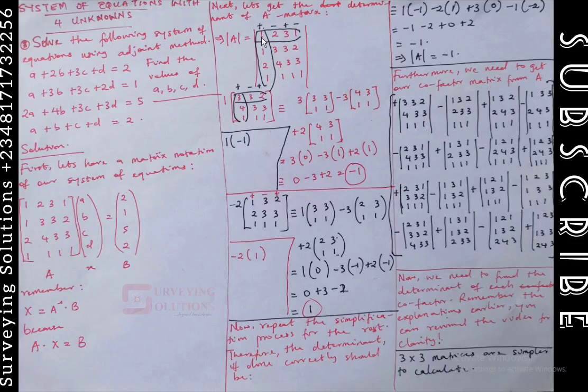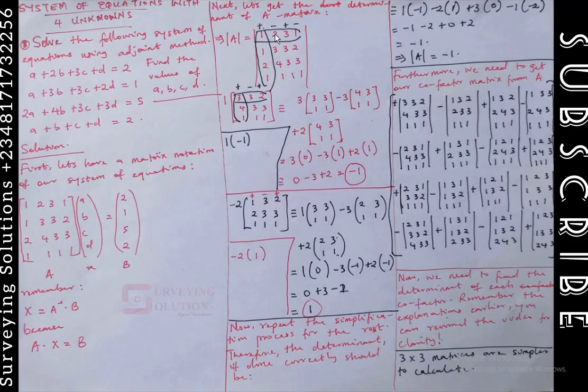Good. So furthermore, we need to get the cofactor matrix from A. So we come down to element A11, right? Good. Now element A11 would be plus. That's why you can see plus here. So when the whole of this row is eliminated and the whole of this column is also eliminated, you are left with 3, 3, 2. That's what you can see here. 4, 3, 3. That's what you can see here. Then 1, 1, 1. That's what you can also see here, right? Good. So this is the cofactor for the element A11, right?